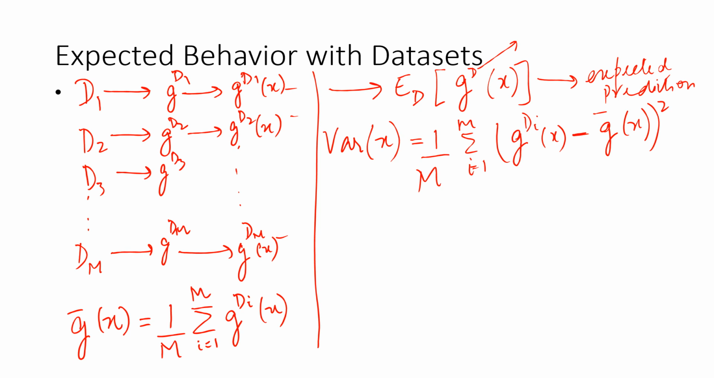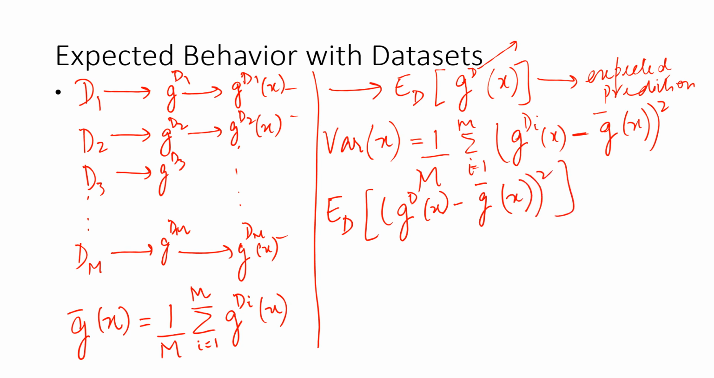Now, as the data sets become large, this entire thing will approach the expectation over the randomly generated data set D of G D of X minus G bar of X, whole squared. So this is generalizing this entire thing. The expectation of this is my variance of prediction. This is the variance of my prediction.